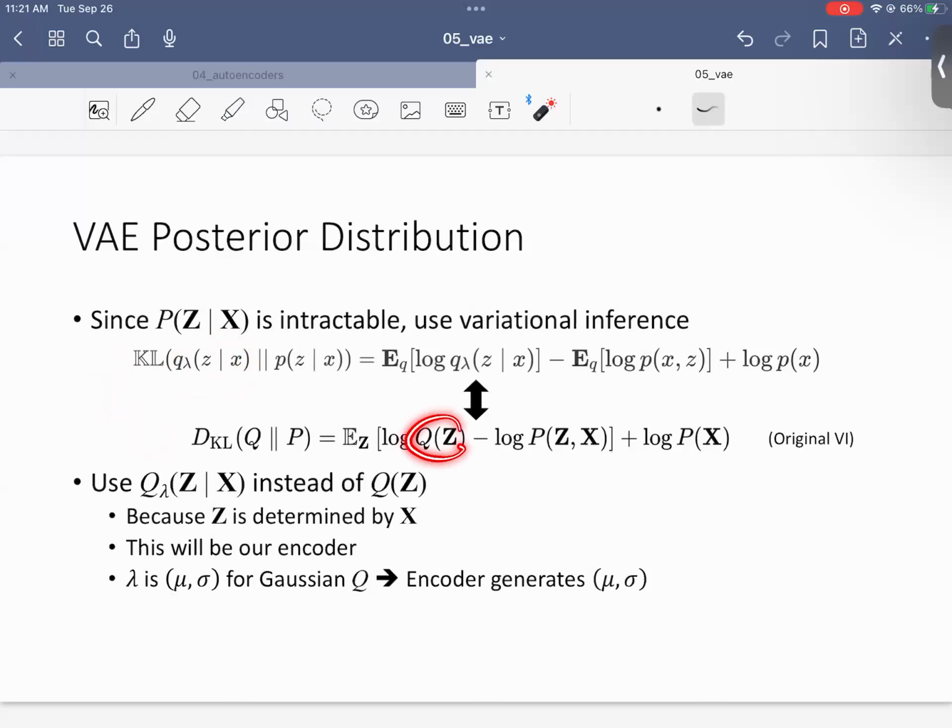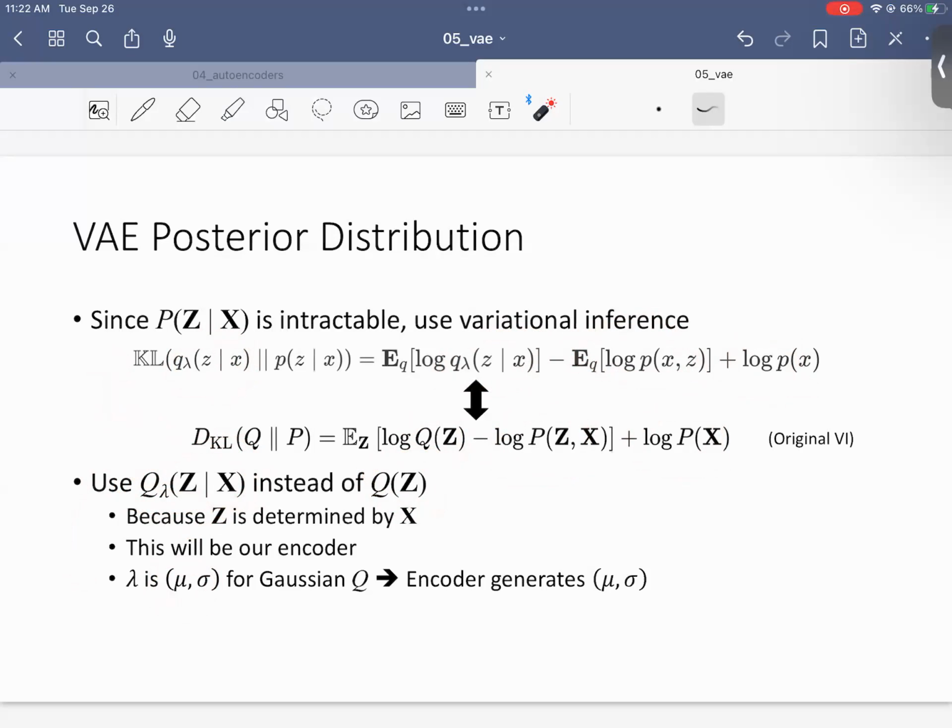So now the only difference between the two is that Q is now QZ given X. If you look at here, this is the only difference. The other terms are the same. So we use QZ given X instead of QZ. That's the only difference. And obviously, the lambda here is the mu and sigma of this. Hopefully, we're going to assume that this is a Gaussian distribution again, because we said the QZ is a Gaussian distribution.